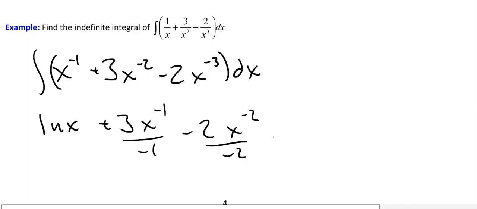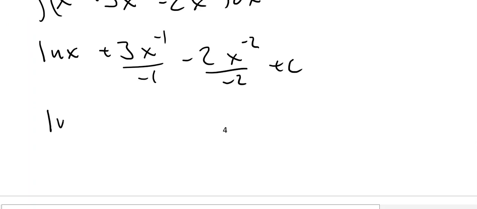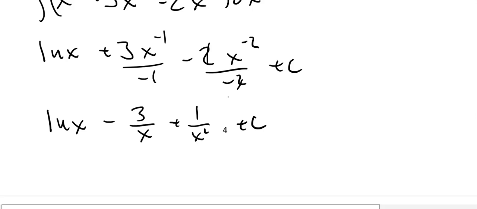And that then would be the natural log of x minus 3 over x. And then we have double negatives and the 2's cancel. So that's going to be plus 1 over x squared plus c. Now in this case, I'm putting the x's back down in the denominator because that's the way the original problem was written.